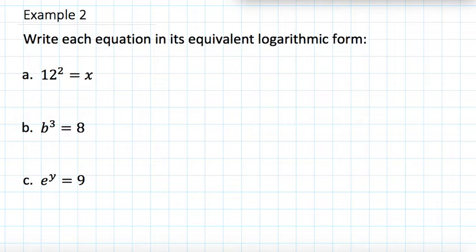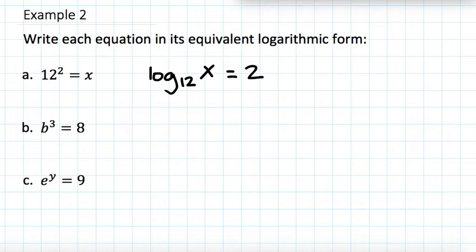Next we're going to look at example 2, which is going in the other direction. Now I have exponential form equations, and I'm going to rewrite them into logarithmic equations. So again, what I like to do is start with the word log and identify the base first. Base has the exponent attached to it, so this base here is going to be 12. And then what's going to come next is the answer side of the exponential equation, which in this case is x, and that's going to be equal to the exponent, which is 2. The answer to a logarithm is always the exponent.